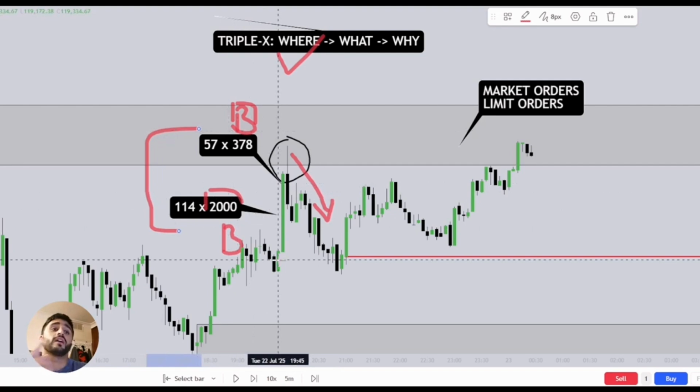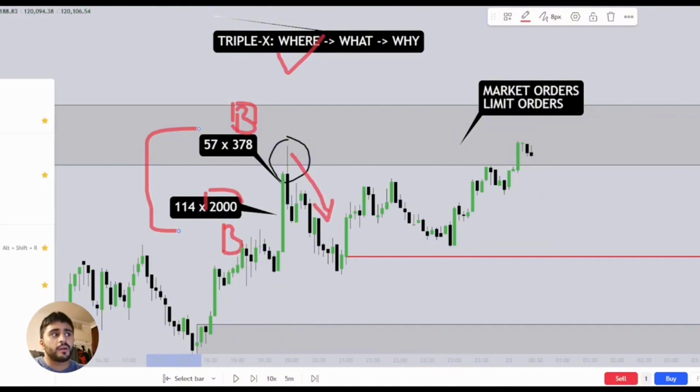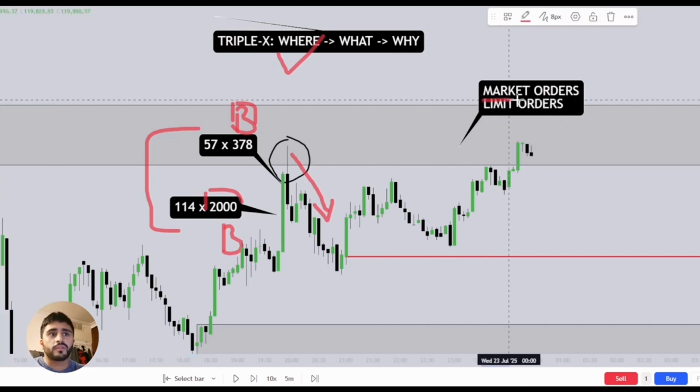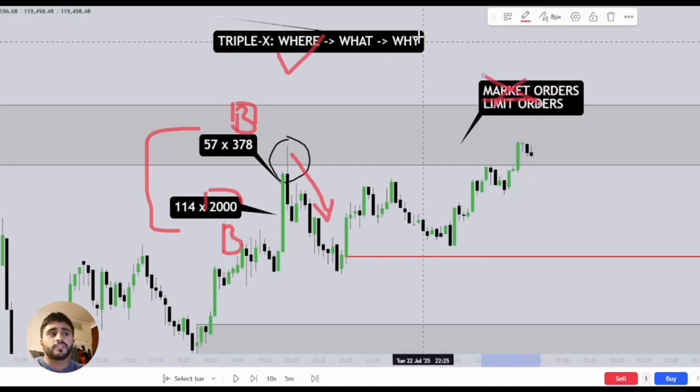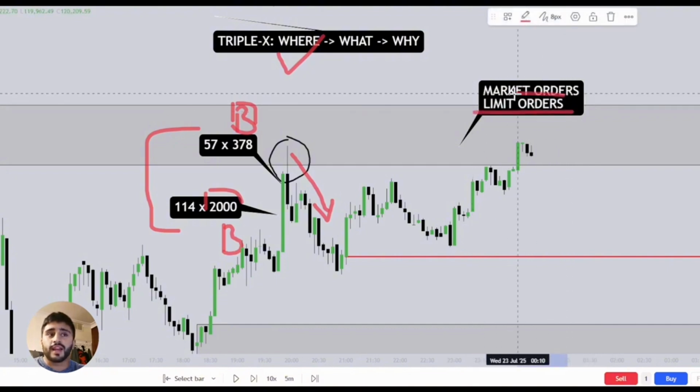They haven't been rewarded upon the first rejection or the first test of the level. So what that tells you is that if these buyers are failing, right, these buyers going in with market orders are failing, it shows you that there's sell limit orders present at this level, and that's what you want, right? That's what you want.